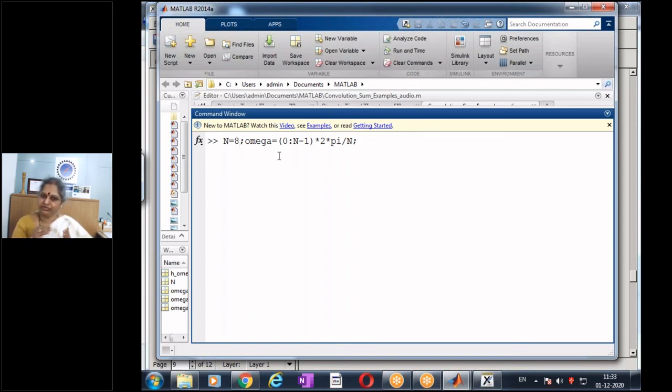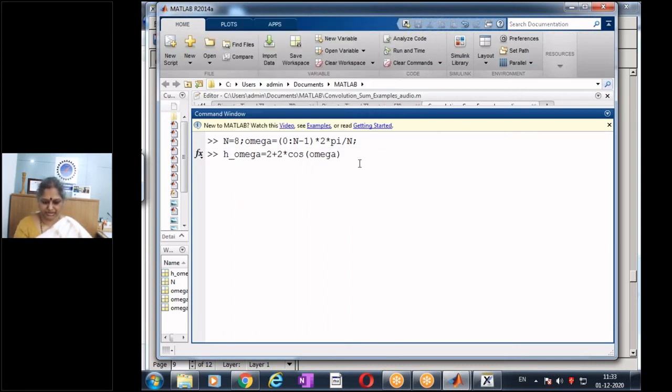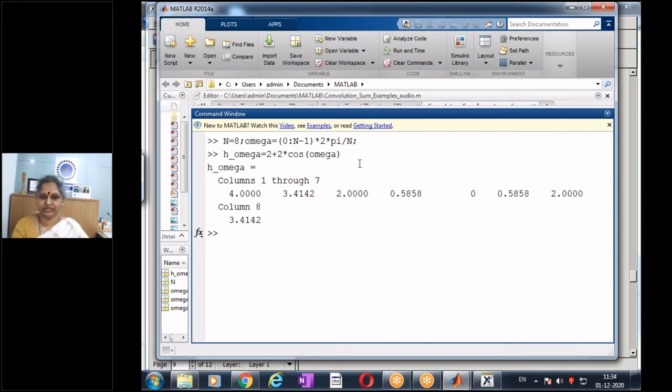So my omega will go from 0, 1, 2, 3 up to 7, and the whole range is getting multiplied by 2 pi divided by n. So this is my omega, samples of omega. And what is my H of omega? H of omega is the same, 2 plus 2 cos omega. Let me evaluate it, and let's see what's the value. It comes out to be 4, 3.414, 2, 0.58, 0, 0.58, 2, 3.414.